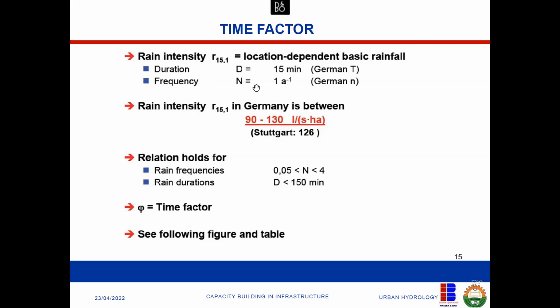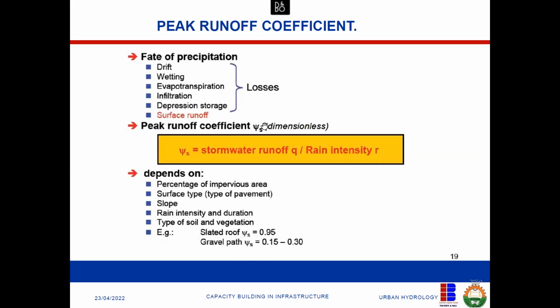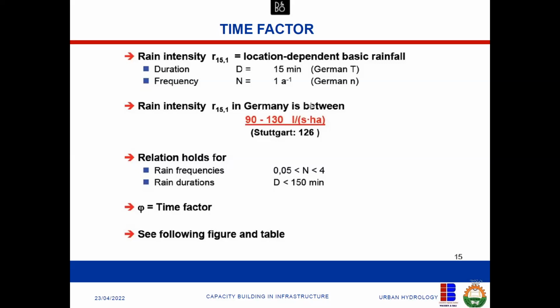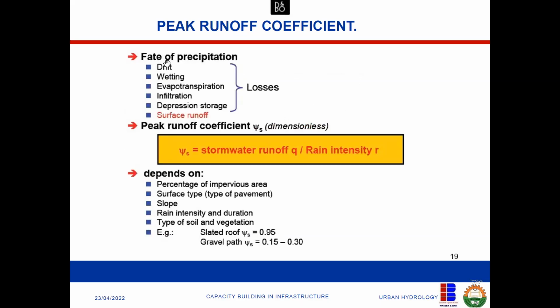For instance, the rainfall intensity in Germany is chosen as between 90 to 130 liters per second per hectare. That's just how it is. Now, the rainfall factor was after a while collapsed into one single value called peak runoff. So instead of this elongated, complex formula, you now have something that makes more sense. Drifting, wetting, evapotranspiration, infiltration, depression, if you collapse all of them, they give you what we call the runoff coefficient.